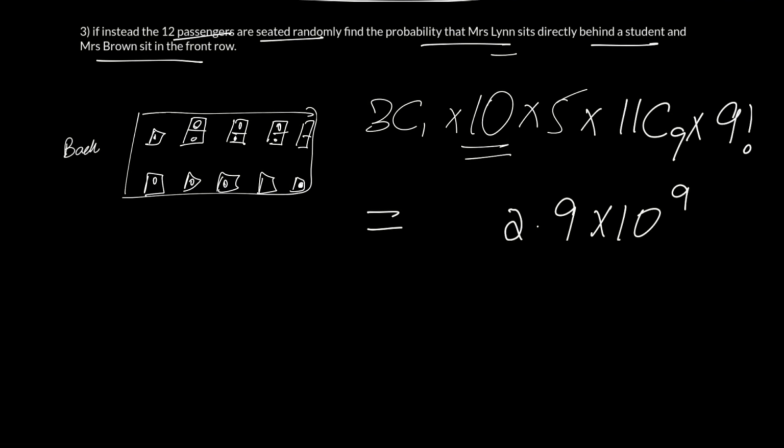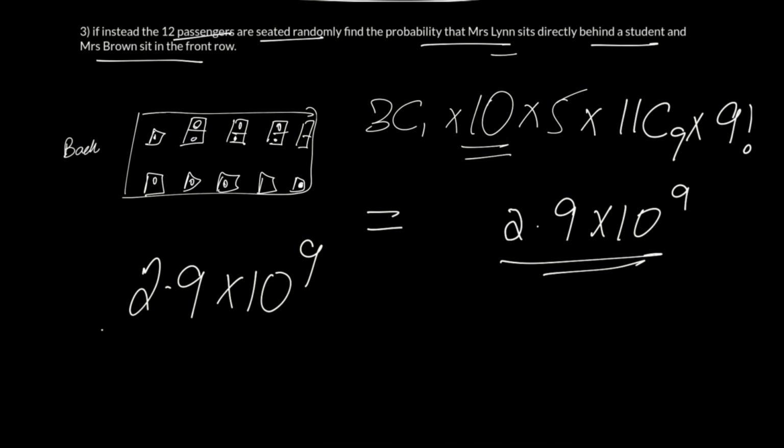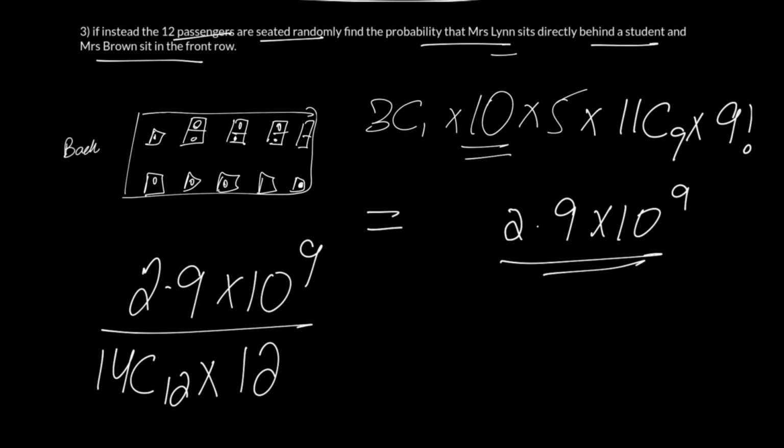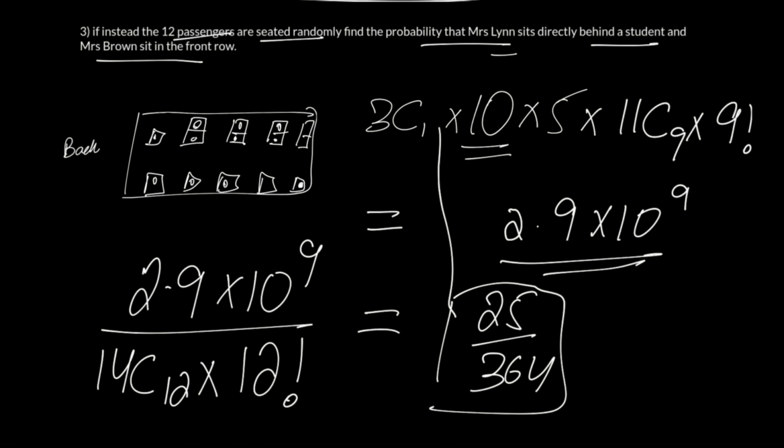Now we have to find the probability of this happening. So this happens in this many occurrences. Let's take it as the numerator, and in the denominator, let's take if the seating happened in a random manner in all 12 factorial ways. This gives us the answer 25 upon 364, which is the probability of this condition happening.